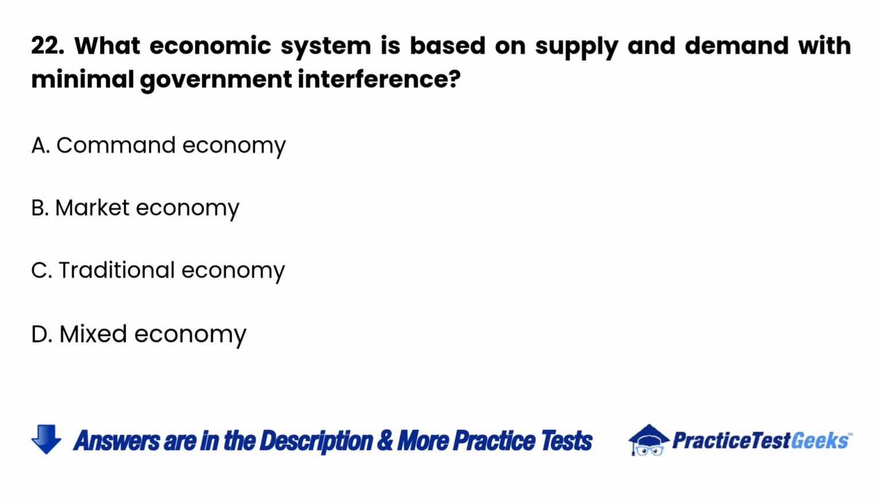22. What economic system is based on supply and demand with minimal government interference? A. Command economy. B. Market economy. C. Traditional economy. D. Mixed economy.